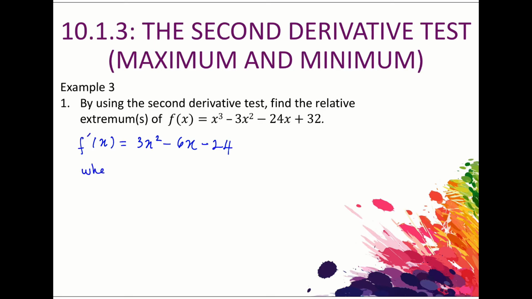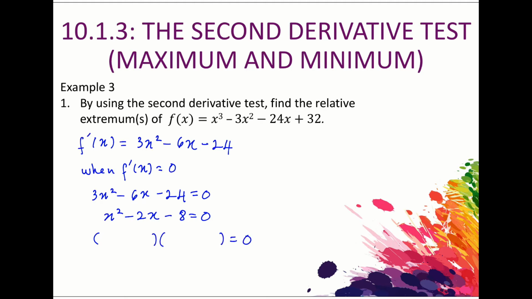And then when the first derivative is equal to 0, 3x squared minus 6x minus 24 is equal to 0. And then in order to find the value of x, we need to factorize. So simplify first. We get x squared minus 2x minus 8 equals 0. And then factorize: (x plus 2)(x minus 4). Therefore, x is equal to negative 2 and x is equal to 4.